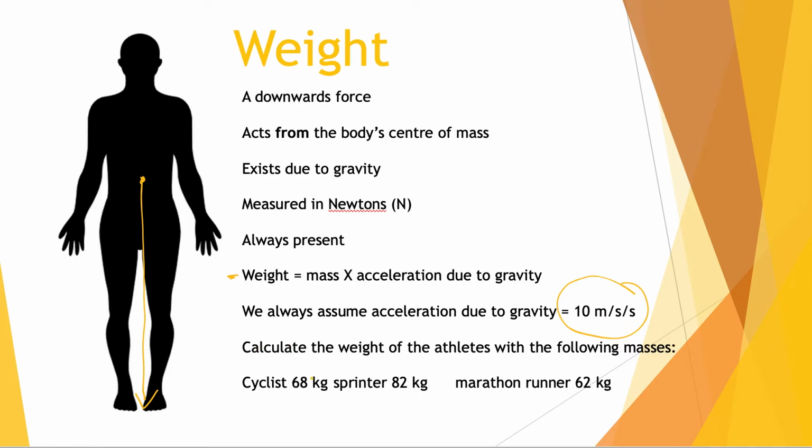So you previously calculated these. A cyclist of 68 kilograms, a sprinter of 82 and a marathon runner of 62. Well, weight is mass times acceleration. Their mass is 68, so 68 times 10 would obviously equal 680, and weight in newtons again. Okay, so that's our weight calculation.